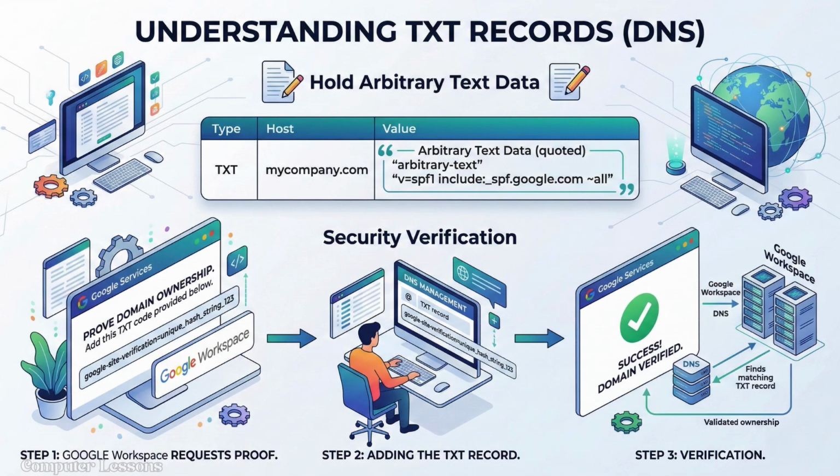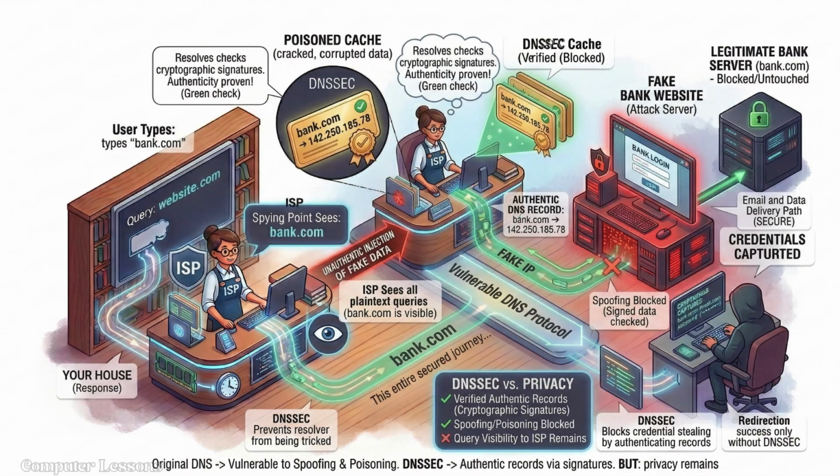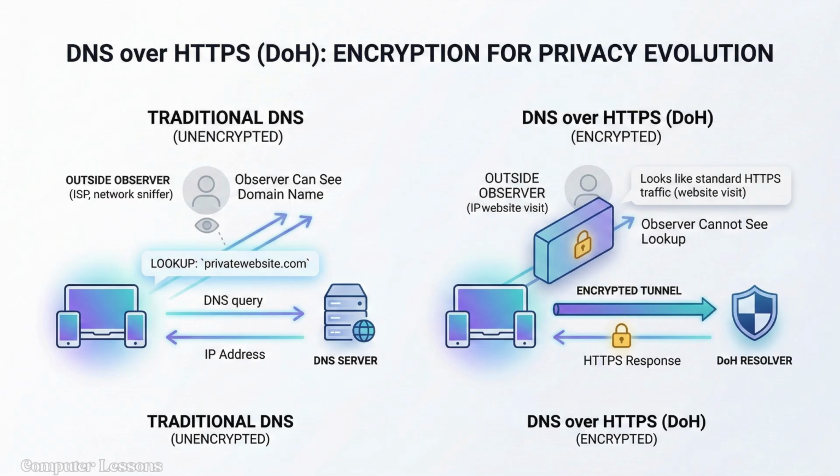But even with signatures, the privacy problem remains. Your ISP still sees every request you make because they own the resolver you use by default. This is why many privacy-conscious users manually change their DNS settings to use public resolvers like Cloudflare's 1.1.1.1 or Google's 8.8.8.8. These services often promise not to log your browsing history and are frequently faster than the default ISP servers.